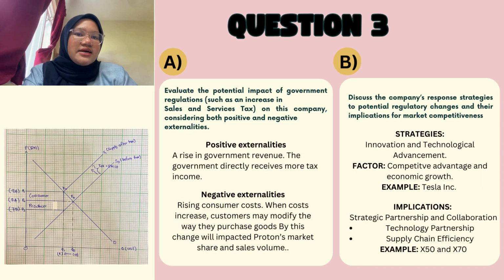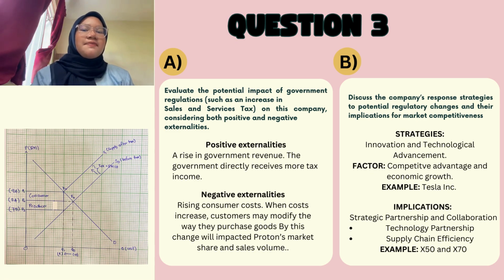For example, Tesla. They are leading the automotive industry with innovation in electric vehicles, autonomous driving technology, and renewable energy solutions. As for the implication, innovation and technological advancement have significant implications for Proton, a company involved in the automotive industry. A factor that impacts Proton is strategic partnership and collaboration. Technology partnership means collaborating with technology firms or research institutions, which allows Proton to leverage external expertise and accelerate innovation in areas like AI, connectivity, and autonomous driving.